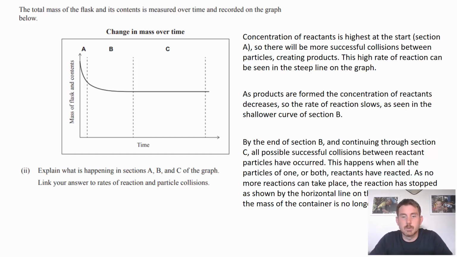At this stage, once the line's horizontal, all possible successful collisions between the reactant particles have occurred. Now, this can happen because either one of the reactants has been completely used up, or both of the reactants have been completely used up. Because no more successful collisions can take place, no more reactions can happen, and the rate of reaction has stopped, or the reaction has stopped. And that's shown in the horizontal line on the graph. And that also means that the mass of the flask and contents of the container are no longer changing because no new carbon dioxide is being formed. So if you get all of that, that's an excellence level response.